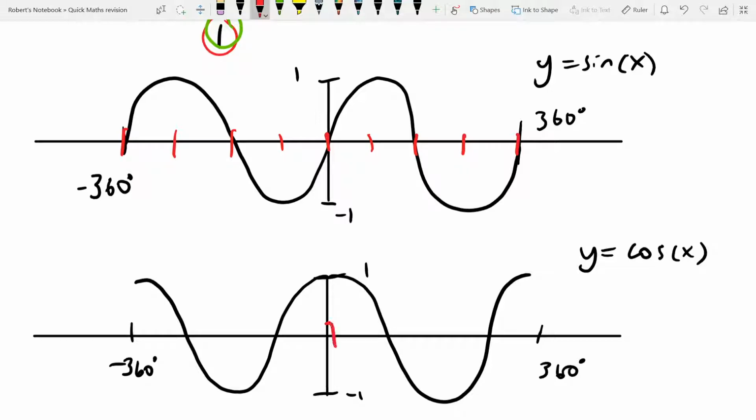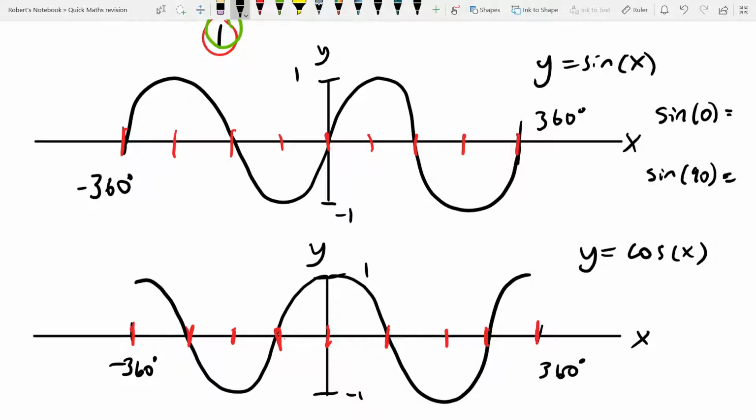And I'll do the same for the cos one. If I can draw a bit of a straighter line. 0, 90, 180, 270, 360, minus 90, minus 180, minus 270, minus 360. All right, so now we're trying to look at what does sine 0 equal? And what does sine 90 equal? So to fill out those values in the table, we can just look at the graph. So at x equals 0, so this is our x-axis here, and this is our y-axis. At x equals 0, y also equals 0. So the answer is sine 0 is 0.